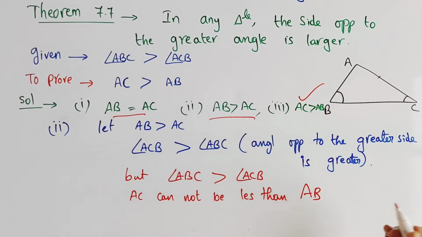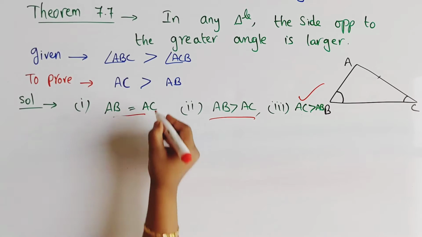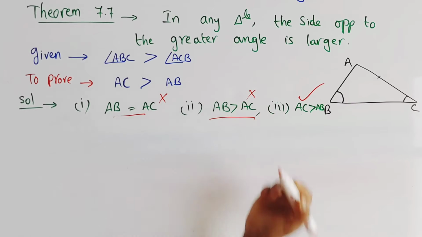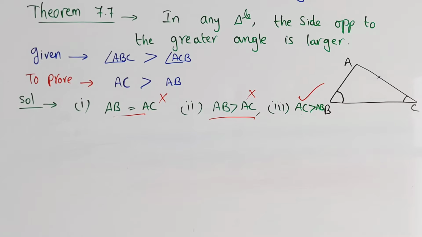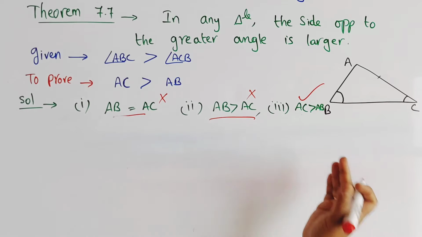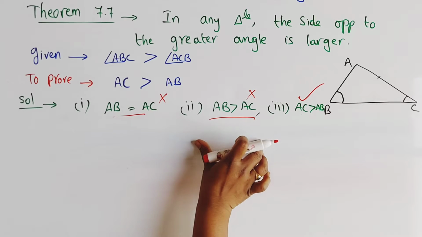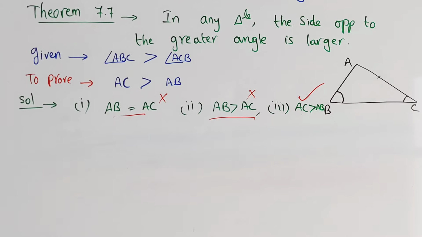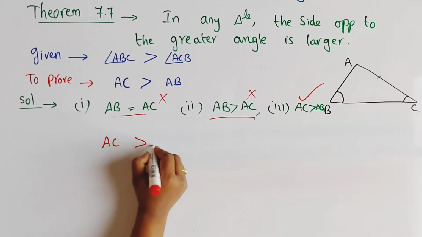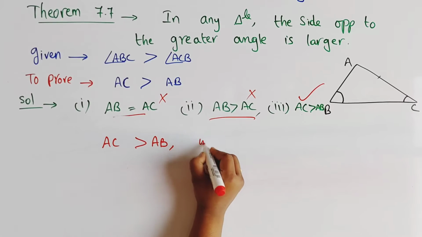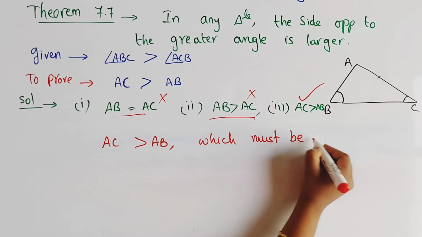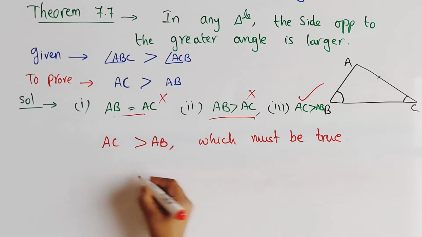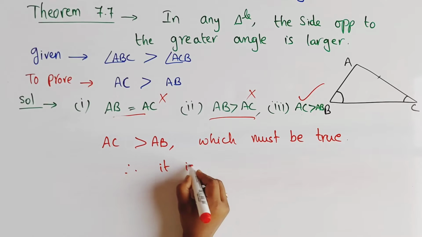Now what is the third one? AC is greater than AB, children. Here the first case is not correct and the second case is also not correct. What is left, children? Third one, AC greater than AB. There is no other option. Right, children? Logically, the first and second options are wrong, which means obviously the third one is correct. So here AC is greater than AB, which must be true. There is no other option. Therefore, it is proved.